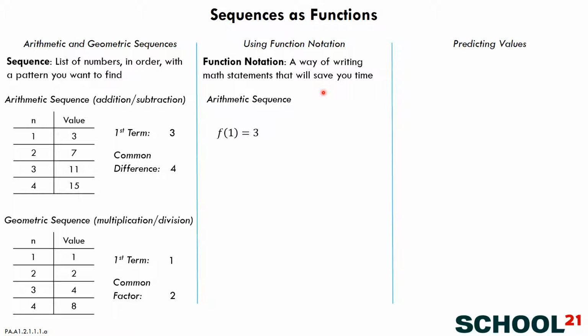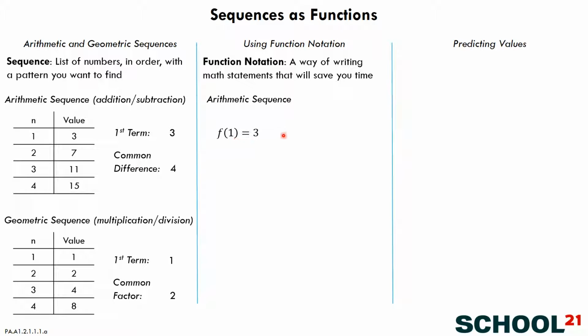We're going to say the function of the first term, the function of the sequence when you're talking about the first term, the value is 3. So we say f of 1 is 3. Okay? What would f of 2 be for this arithmetic sequence over here? 7. Good. What would f of 3 be? 11. 11.